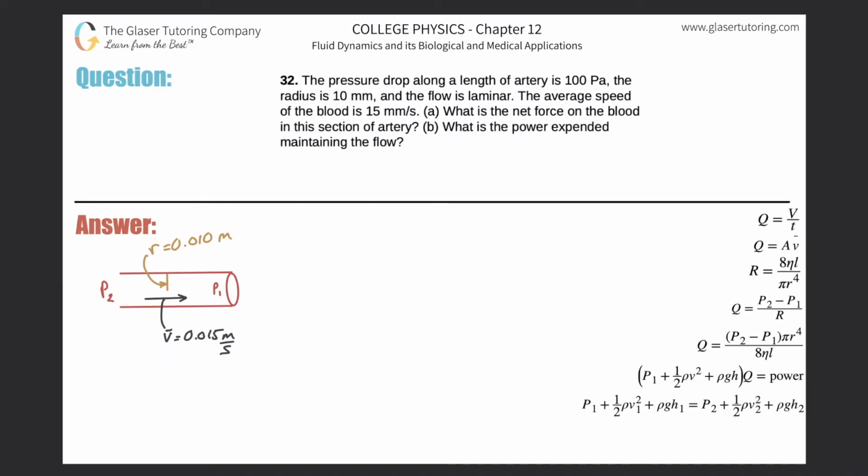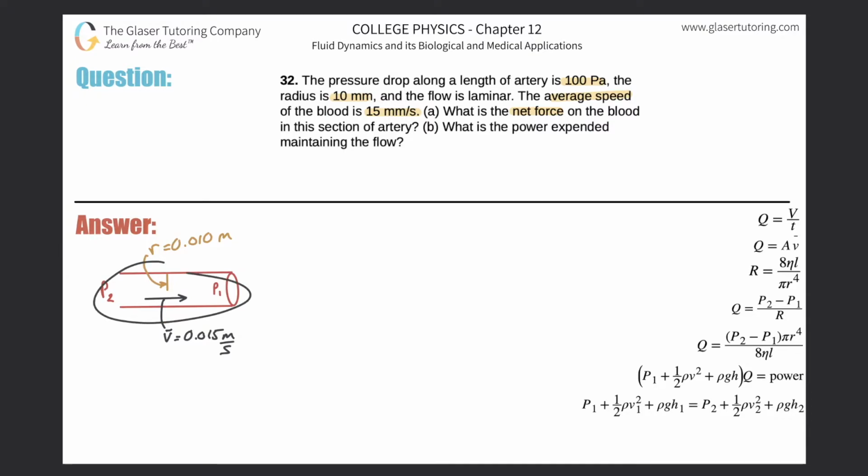Number 32. The pressure drop along a length of artery is 100 Pascal. The radius is 10 millimeters and the flow is laminar. The average speed of the blood is 15 millimeters per second. Letter A. What is the net force on the blood in this section of artery?